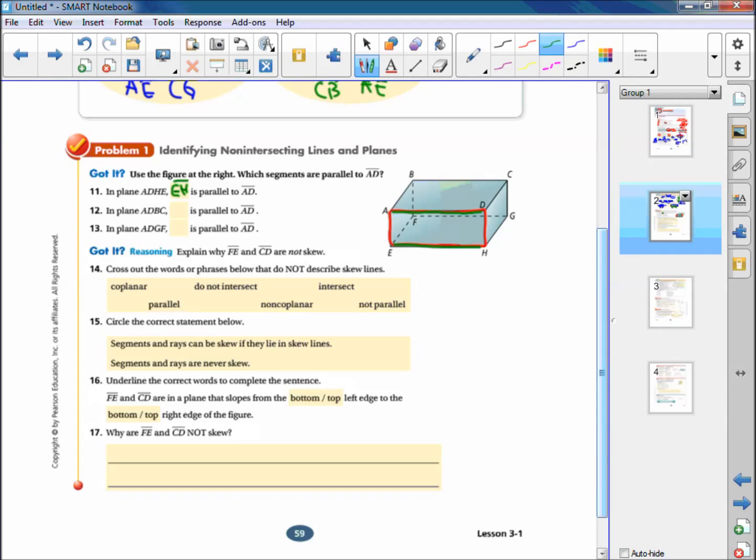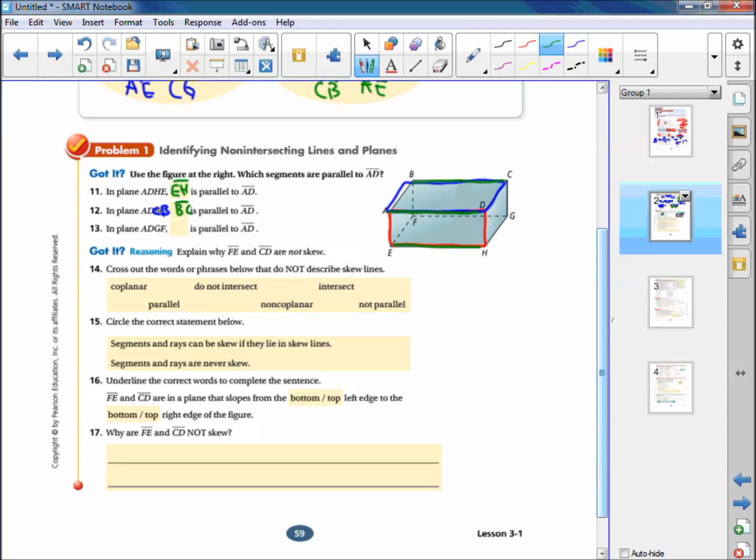Okay. And then in the plane ADBC. So ADBC should really have been written ADCB because you're supposed to go around the polygon when you name it. And we want to know, that's the top of our box, who's parallel to AD here. So once again, AD is this one in green, and he's going to be parallel on our blue plane to the back part, which is BC.